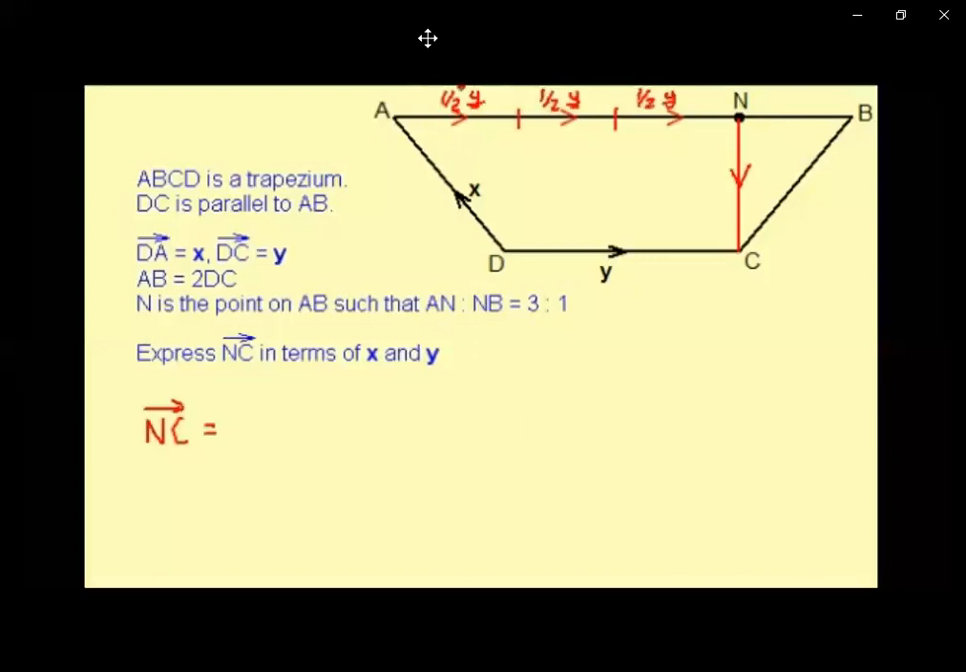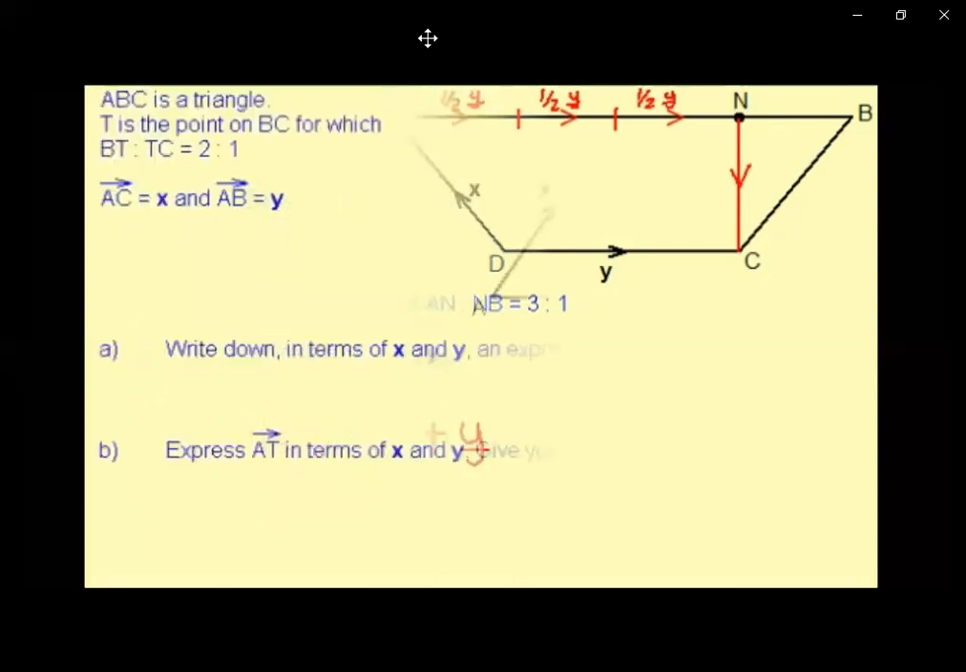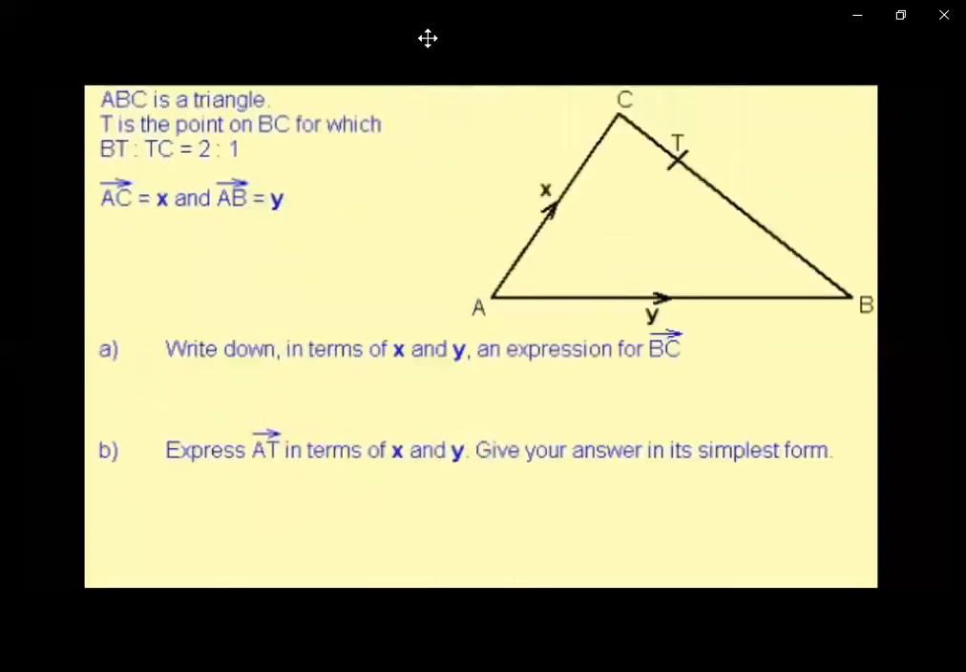It's minus 1.5 vector y minus vector x plus vector y. I can now simplify this to get minus 1/2 vector y minus vector x. So vector NC equals minus 1/2 of vector y minus vector x. Here's a question for you to try. Press pause and have a go at it. When you're ready for the answers, press play.